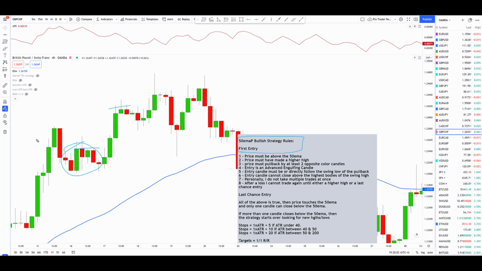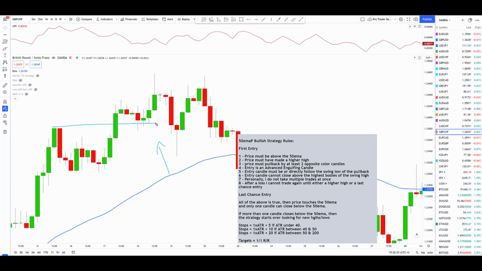Now I want you to see if you can spot another bullish 50 EMAP first entry. Hopefully you pointed this one out right here. Let's go through the process of diving deep into every one of these rules. The first rule is what? We must stay above the 50 period moving average. So as long as we stay above the 50 EMA, then we can consistently continue looking for entries, right? We want to see price above the 50 EMA.